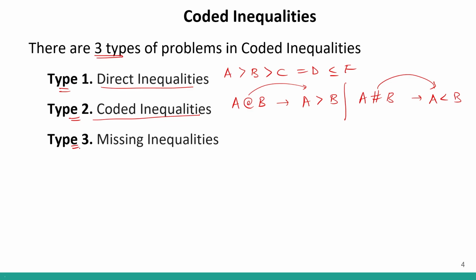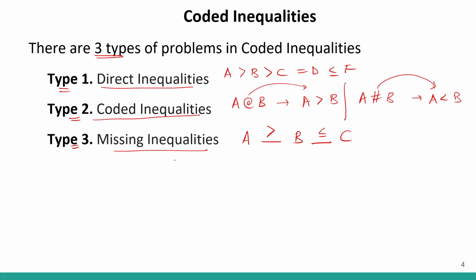Then we have missing inequalities. Missing inequalities means that you will have this, for example, and you will be asked which element or which symbol should be inserted over here to make A greater than B. So we will insert this, correct? Which symbol should be inserted over here to make B smaller than or equal to C? So this symbol will be inserted. These kind of questions come in your missing inequalities.